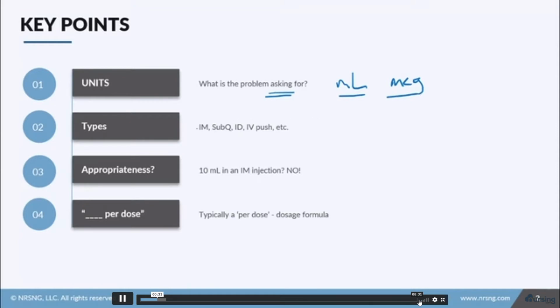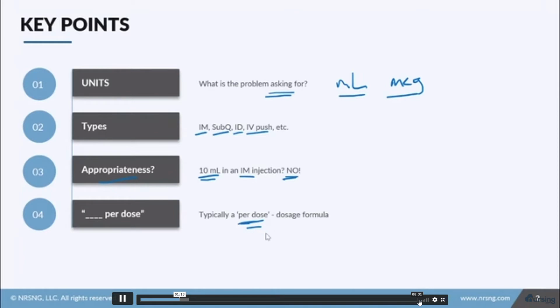Some medications that might be used for injectables would be IMs, sub-Q injections, intradermals, IV pushes, etc. So these are things that have a volume but may not have a time or a rate. As with any other problem, you always want to look at appropriateness. For example, did you get a result of giving 10 milliliters in an IM injection? That is not appropriate. We're talking about typically 2 or less, maybe 3 or less, but 10, definitely not appropriate. You should reevaluate, see if you missed anything. And again, same with orals. You're typically looking at a per dose type of formula because you're not looking at a rate or a time.